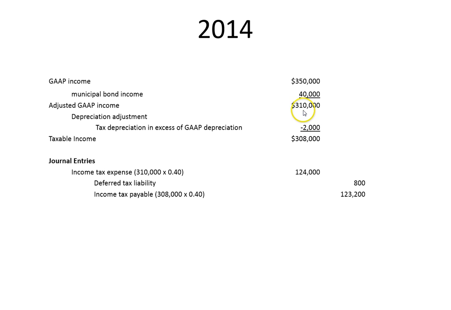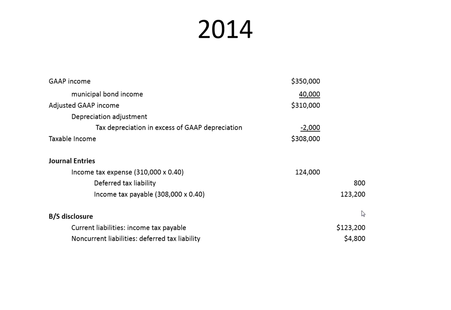So the journal entry, once again, we take our adjusted GAAP income, multiply it by 40%, gives us our income tax expense. Taxable income multiplied by the tax rate tells us what our income tax payable is, and we can see here that once again we need a credit entry to get this transaction to balance. That credit entry is going to go to deferred tax liability again, and then the amount is going to be $800. So what happens on the balance sheet is, again, among our current liabilities would be income tax payable.